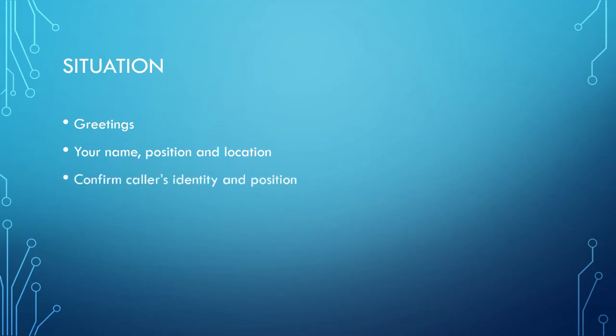The next step is to confirm the identity of the receiver. You need to make sure you are speaking to the right person from the right department. Again, you need another identifier other than name, which is the position of the call receiver.